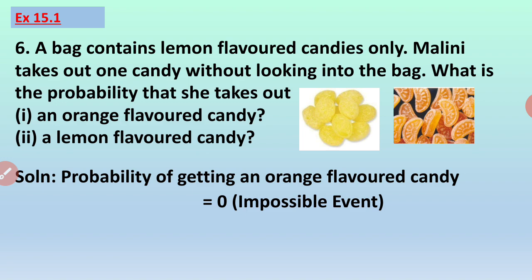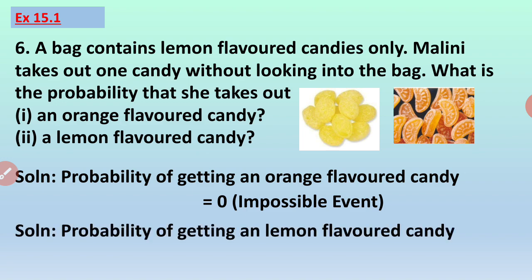The second sub-question is getting a lemon flavored candy. Now the entire bag has only lemon flavored candies. So the probability of getting it is equal to 1, because it becomes a sure event. Each and every candy is lemon flavored. You take out any one of it, it has to be lemon flavored. So it is a sure event, and its probability is 1.